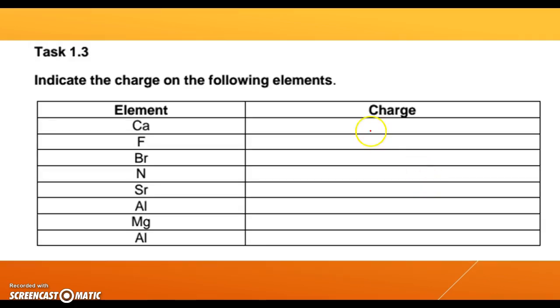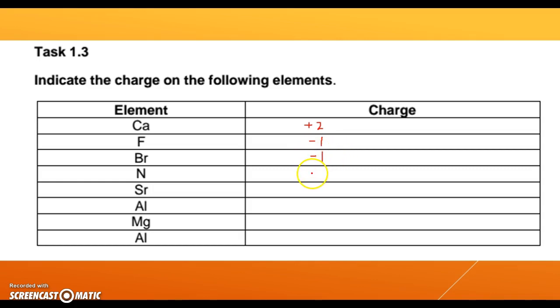So for example here, we're going to try to identify the charge on the following elements. Calcium, we would look up at the periodic table, see it's in the second column. Since it's in the second column, it's going to have a +2 charge. Fluorine is in the 7th column when we number them that way. It's only 1 away from having 8. It's going to form a negative ion. It's going to be an anion. It's going to be -1. Bromine, same thing as fluorine, -1.